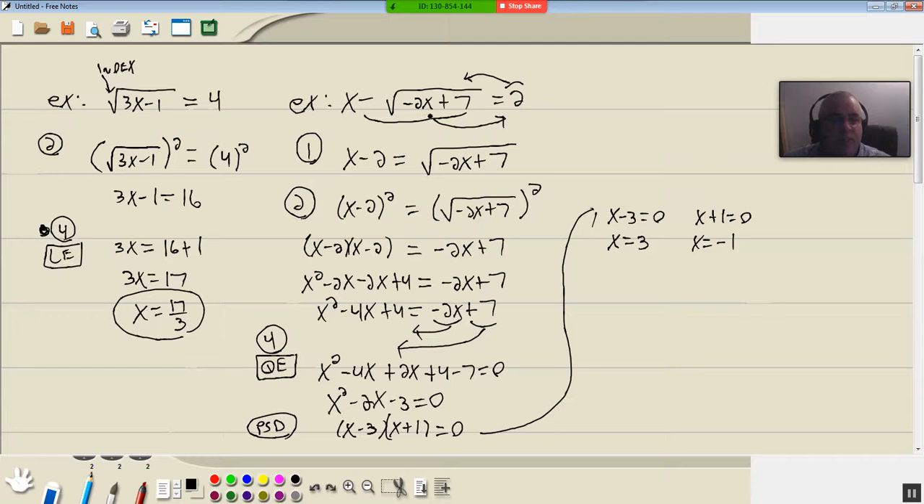If I put 3 back up here, negative 2 times 3 is negative 6, plus 7 is 1, square root of 1 is 1. So we have 3 minus 1, which does give us 2. Now if I put negative 1 in here, negative 2 times negative 1 is a positive 2, plus 7 is 9, square root of 9 is 3. Now if I put negative 1 here, we got negative 1 minus 3, that does not give you 2. So that crosses off. And our only answer is x equals 3.